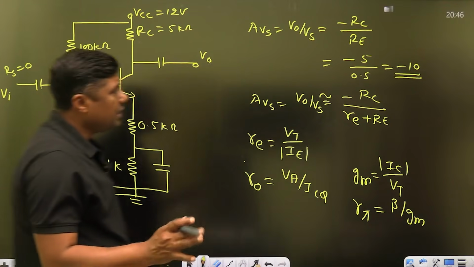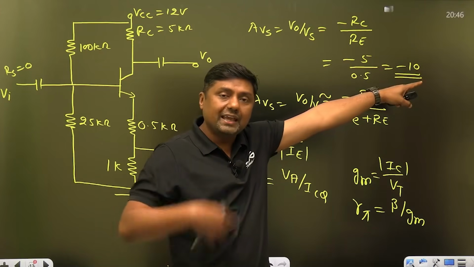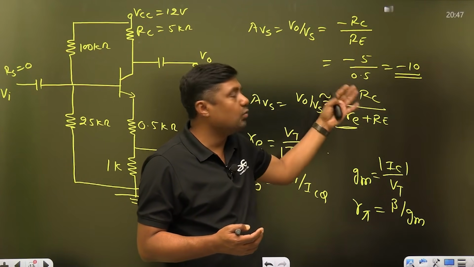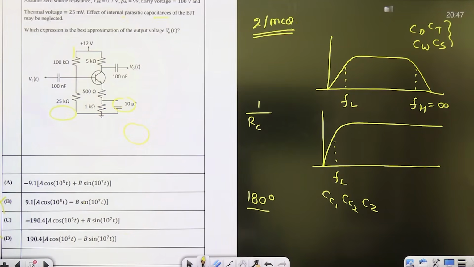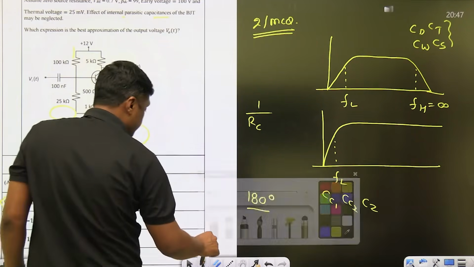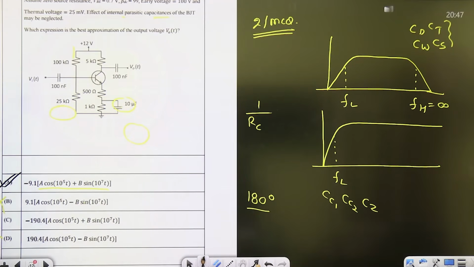But approximately this is the overestimated result. The gain is -10. The gain will be less than -10 because once we connect the RE, it will be less than -10. It may be -9 something. So watch the answer carefully. Which one is less than -10? This one, because this is the input signal multiplied with the gain. So -9.1, and that's why answer A is the correct one from approximated analysis.